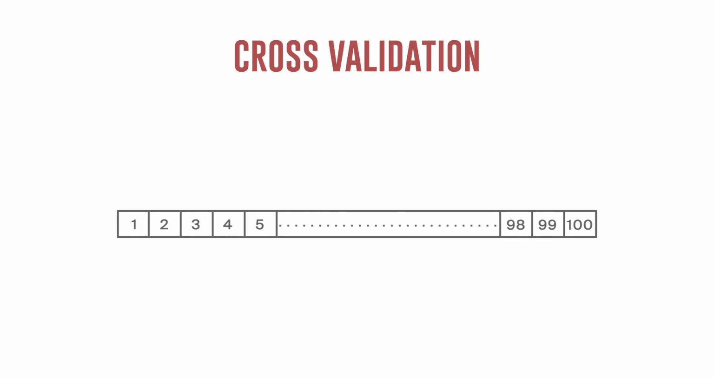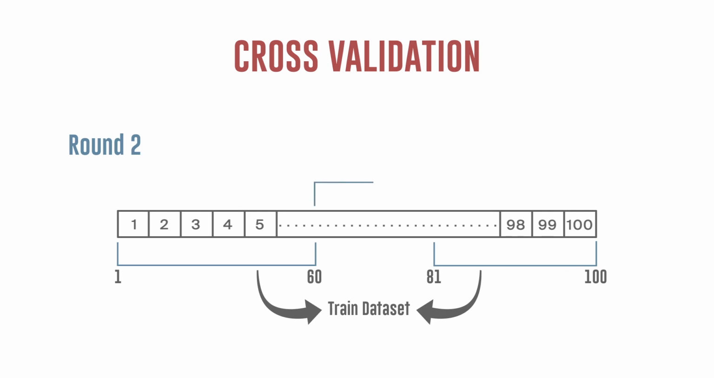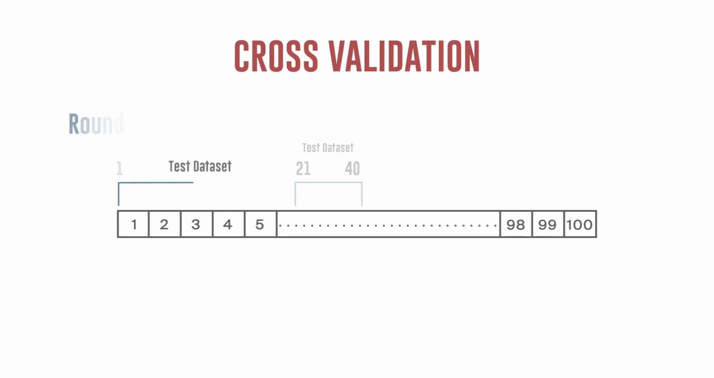Assume that a dataset contains 100 numbers. In the first round of cross-validation, numbers 1 to 80 will be used to train the model, and numbers 81 to 100 to test the model. In the next round, numbers 1 to 60, and 81 to 100 will be used to train the model, and numbers 61 to 80 for testing. Similarly, 3 more rounds can be done for this dataset. The test datasets for each round would be 41 to 60, 21 to 40, and 1 to 20. The other 80 numbers in each case will be the train dataset.